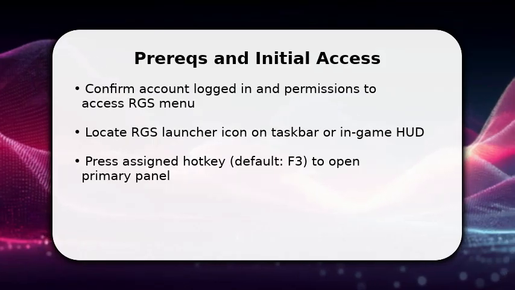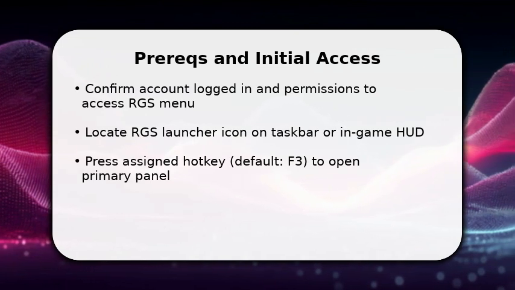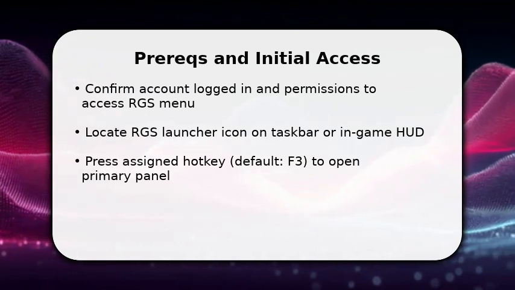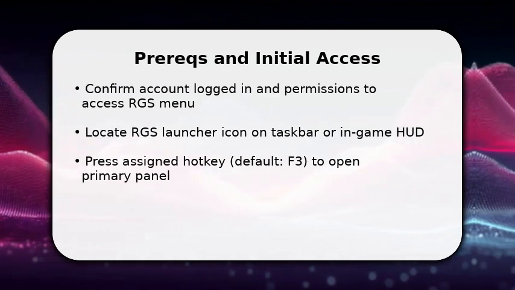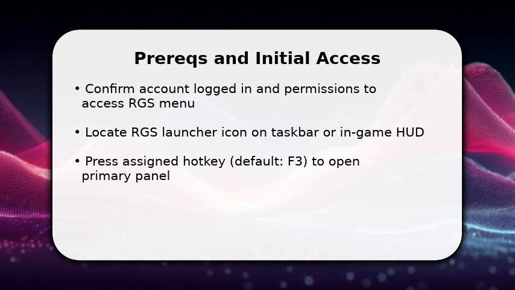You start by confirming you have the right permissions and the app or game is active. Once done, find the RGS launcher icon, either on the taskbar or inside the HUD, and approach it. Next, press the assigned hotkey.